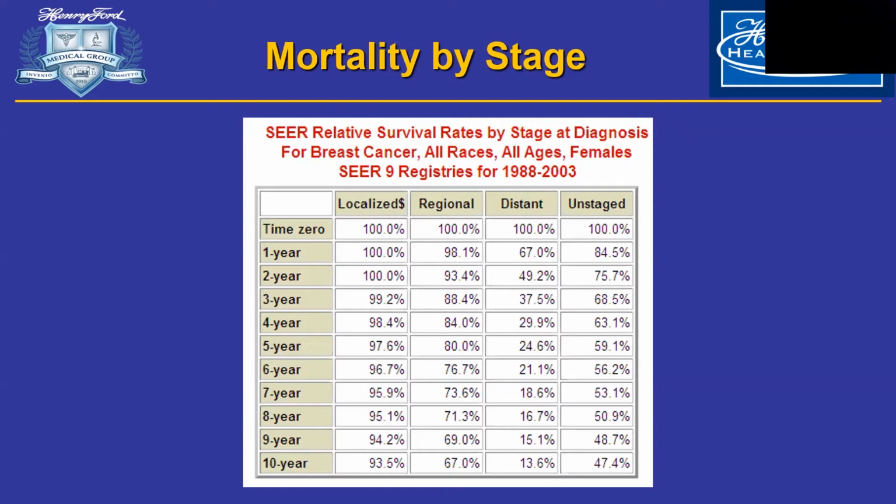As the stage goes up, showing patients this helps them to understand exactly where they fall. So this is something that I really like to utilize with my patients so they can kind of get an idea of where they are and what to expect. And also it helps them to understand why we are sometimes recommending the treatments we're recommending.